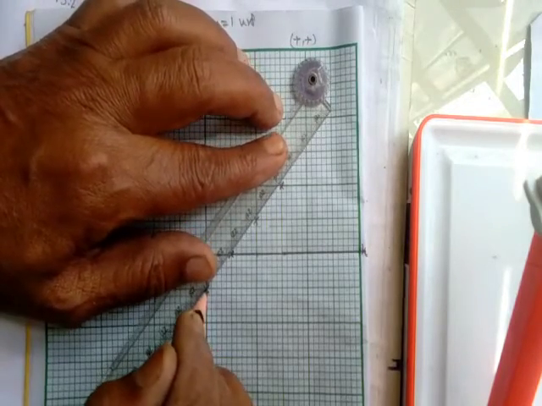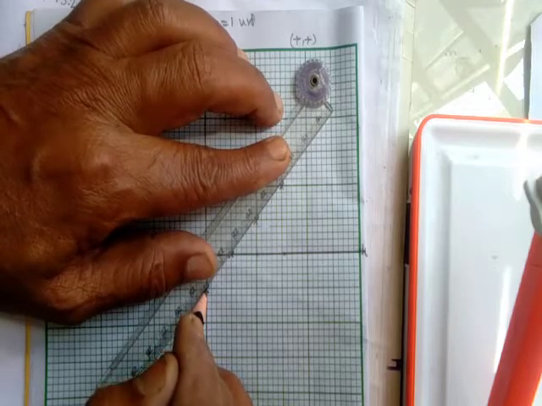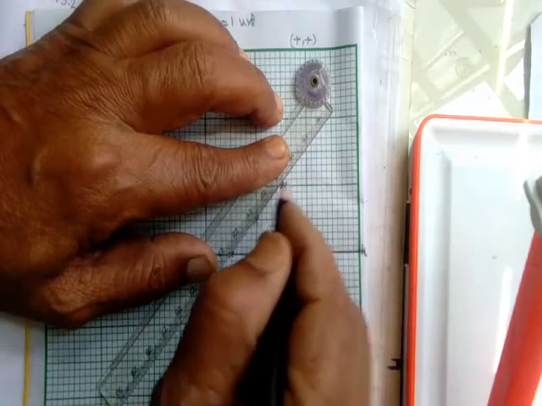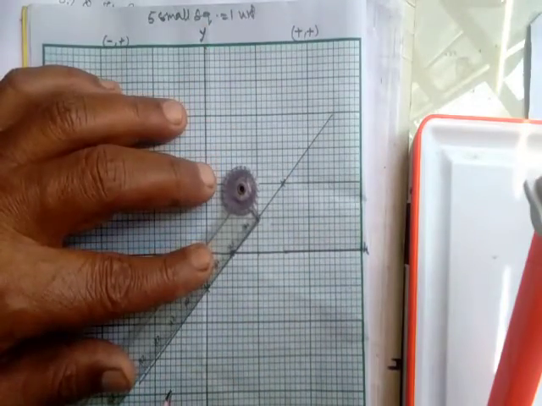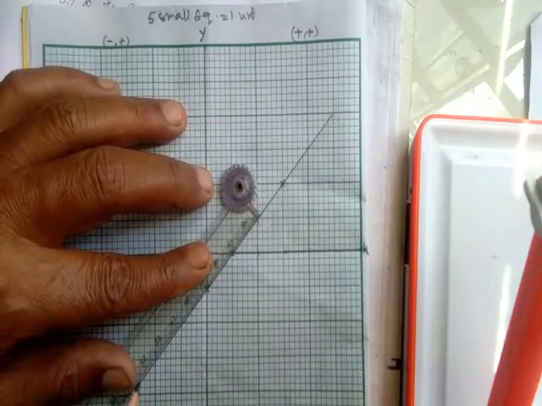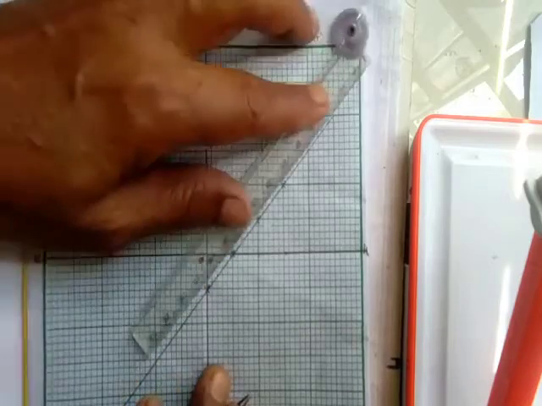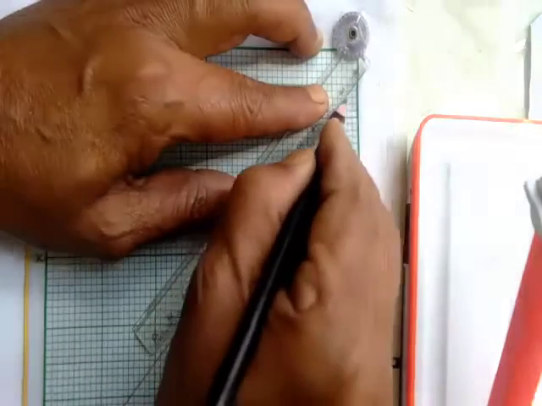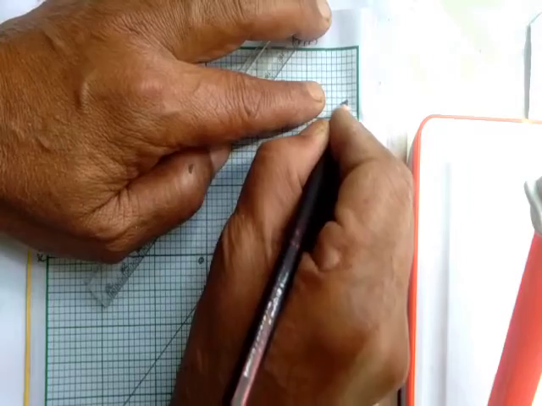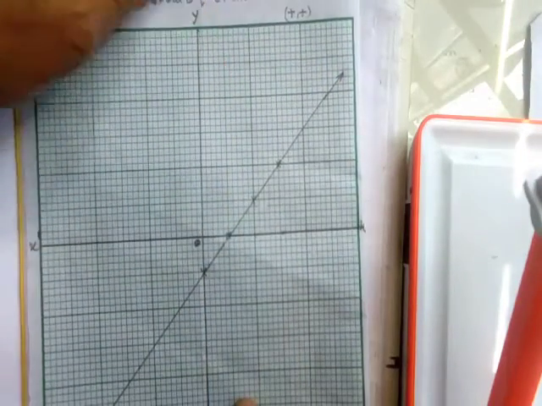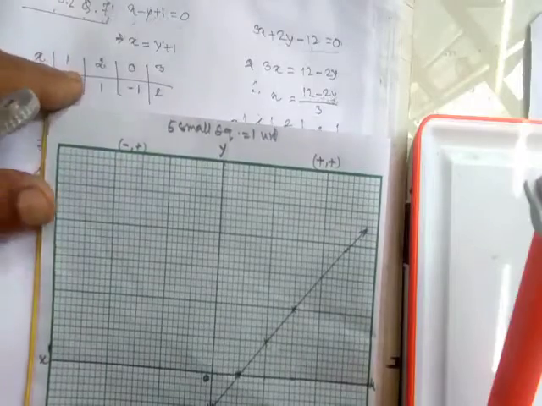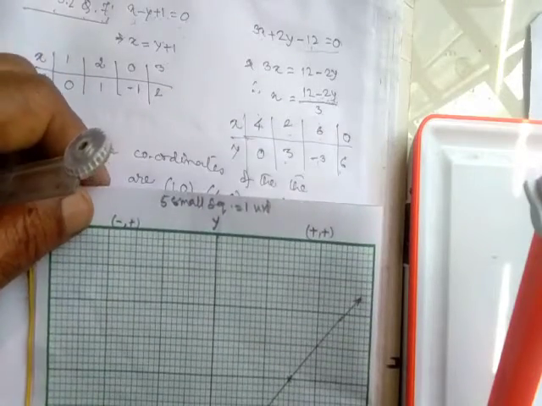Always use a sharp pencil, and draw the line full page, and put arrows on both ends. This is the graph of the first equation, the graph obtained from the first equation.